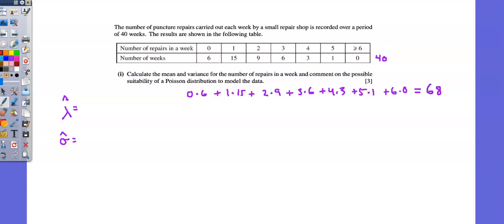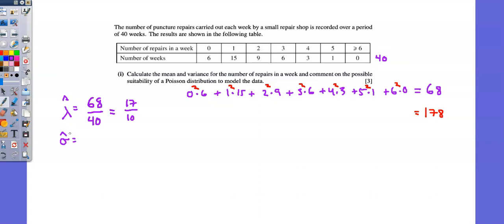And in the second format, I need to square the number of repairs and then multiply. And that calculation is going to produce 178. And now for the estimated mean, I'm going to take 68 over 40. 40 is the total of the weeks, and the 68 is the multiple of the number of repairs times number of weeks. This simplifies to 17 over 10.